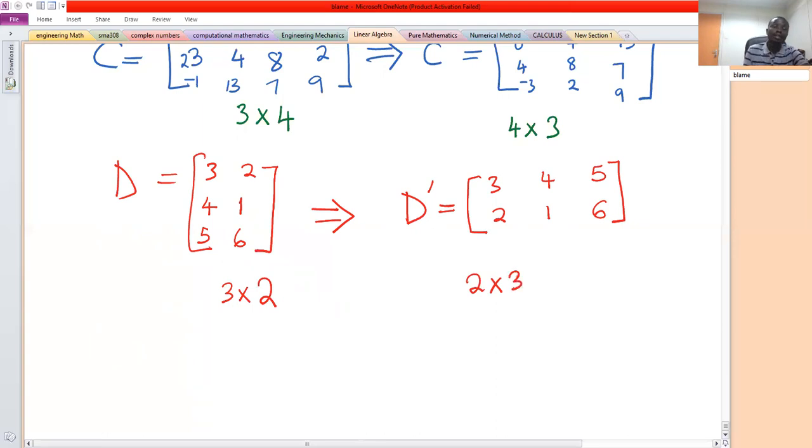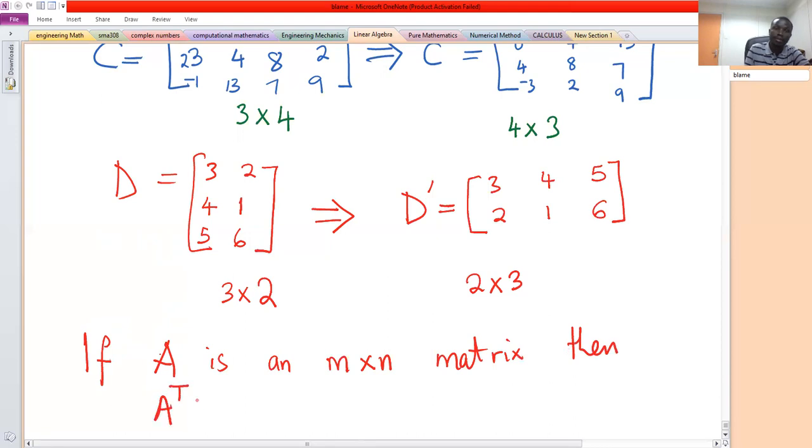And it is in general that, like what you have seen in C and D, if A is an M by N matrix, then A transpose is an N by M matrix. That simply means the rows of A become the columns of A transpose, and the columns of A become the rows of A transpose. So that's how we understand the concept of transpose.